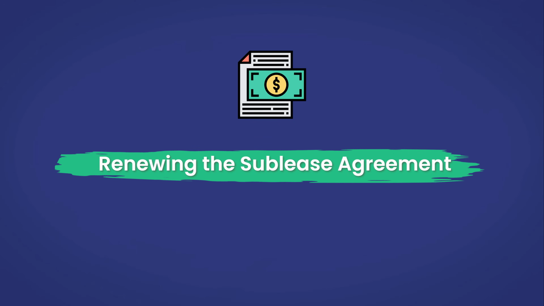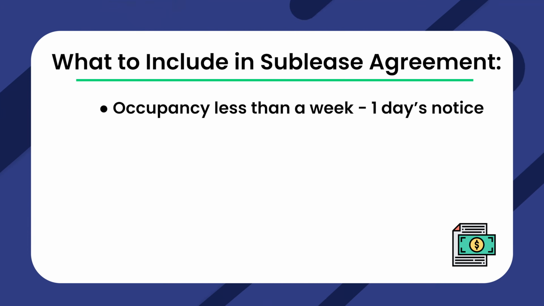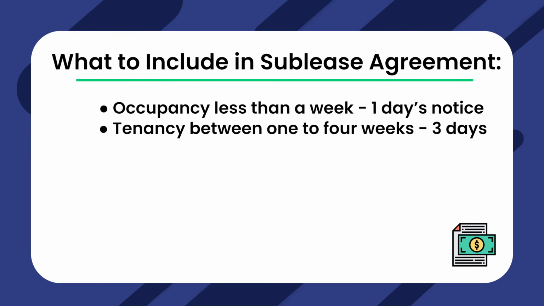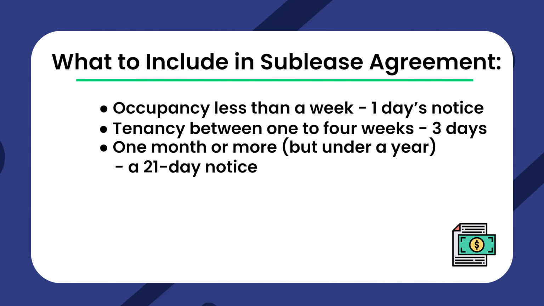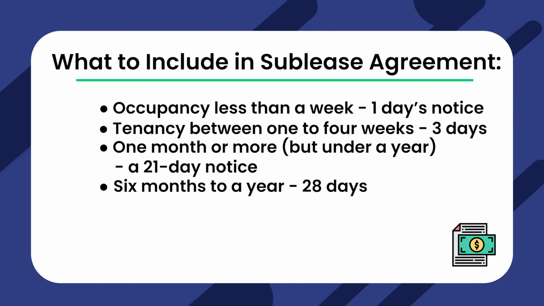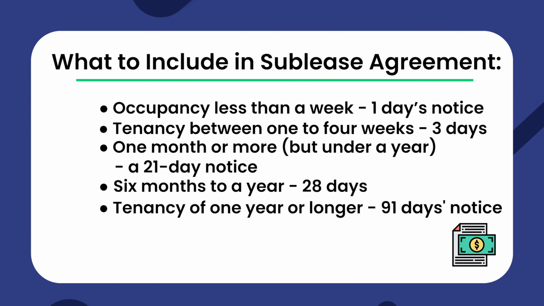Renewing the sublease agreement. As mentioned before, the number of days you will need to provide written notice when renewing an agreement will depend on the duration of the sublease. Here are some excerpts from tenant law in Colorado to take note of. Occupancy less than a week, 1 day's notice. Tenancy between 1 to 4 weeks, 3 days. 1 month or more, but not under a year, 21-day notice. 6 months to a year, 28 days. Tenancy of 1 year or longer, 91 days notice.